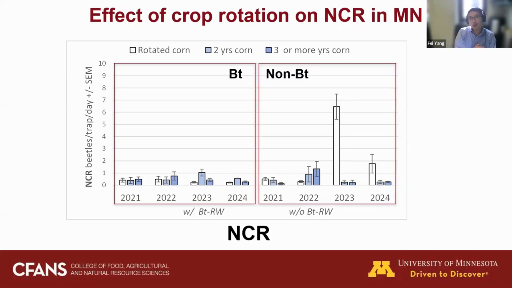And then when we look at the non-BT traits, we can see some strange things in 2023 and 2024. For this white bar, we have a high population for the first year corn fields, compared to second year and 3 or more years continuous corn fields. That means we probably have some rotation resistance problems here. And for the northern corn rootworm, it's extended diapause.